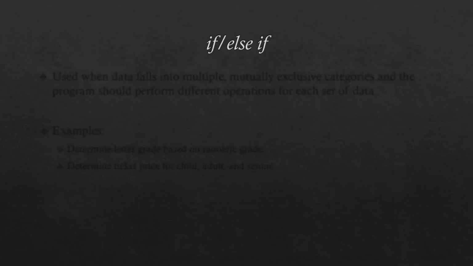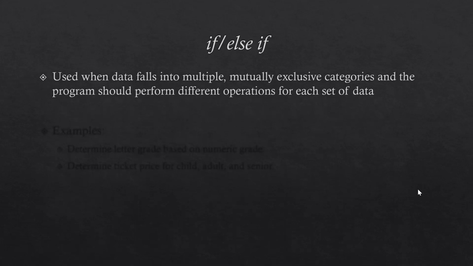So what we saw before in our if statements, the data was falling into two mutually exclusive categories. So the data is either true or false. So either the password is correct or the password was incorrect. If we had data that falls into multiple mutually exclusive categories, more than two categories, and the program should perform different operations for each set of data, in that case, we will have if-else-if.